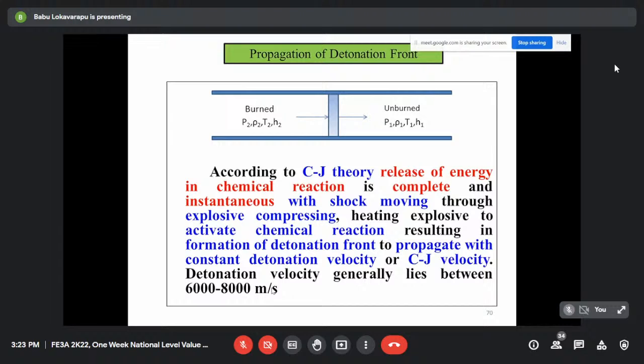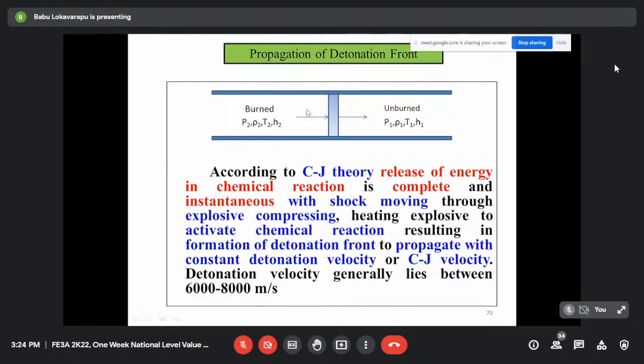Generally, for this group of substances, mostly one is 8,750, which is higher than this, and another one is 6,900. Mostly they come under this group.